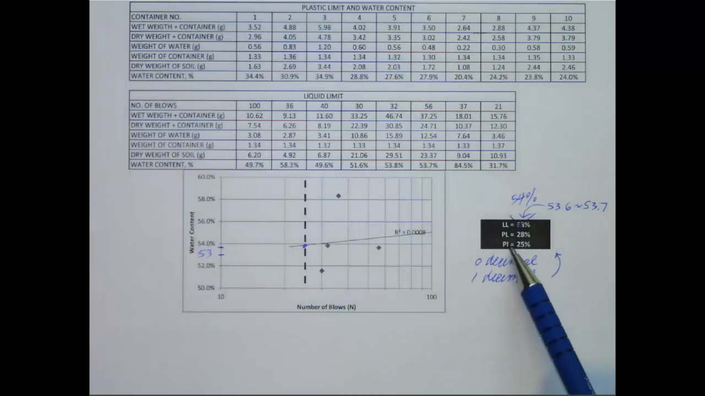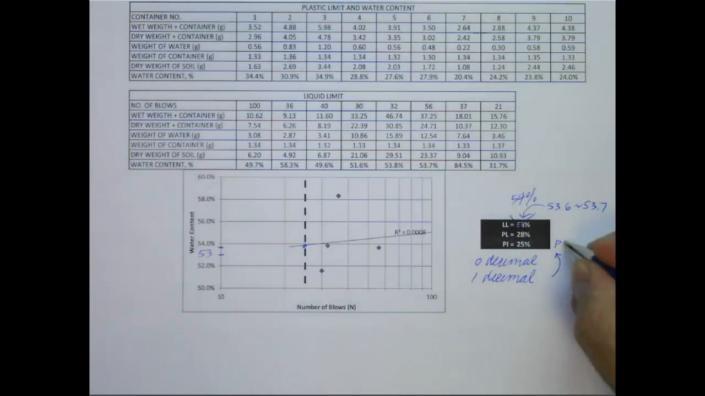So how do I calculate the plasticity index, the PI? Easy. I just do the PI is equal to the liquid limit minus the plastic limit. Okay, just like I showed you in your course notes.